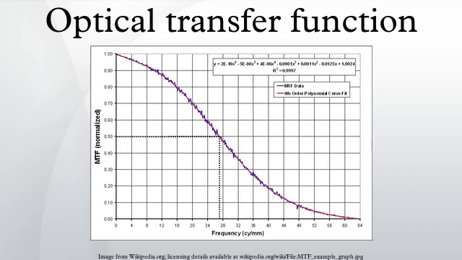The optical transfer function is a complex transfer function where the modulus of the function describes the modulation transfer and the argument of the function describes the phase transfer in an optical system, such as a camera, microscope, human eye, or projector, as a function of spatial frequency.